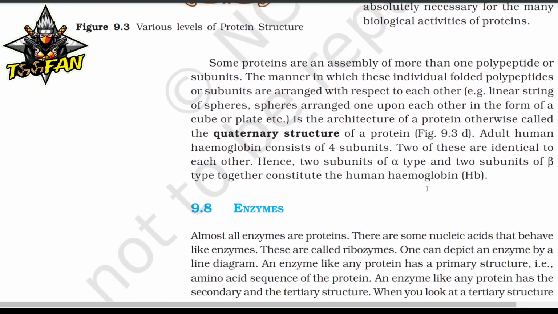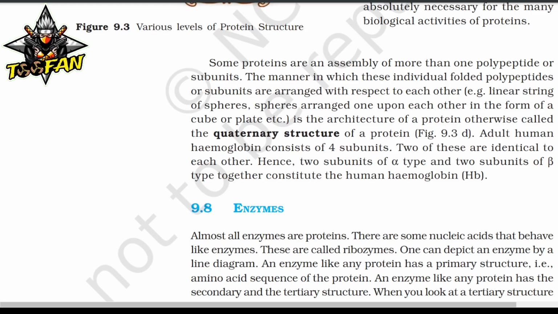Some proteins are an assembly of more than one polypeptide or subunit. The manner in which these individually folded polypeptides or subunits are arranged with respect to each other, for example linear strings of spheres arranged upon each other in the form of a cube or plate, etc., is the architecture of a protein, otherwise called the quaternary structure of a protein. Adult human hemoglobin consists of four subunits. Two of these are identical to each other. Hence, two subunits of alpha type and two subunits of beta type together constitute human hemoglobin.